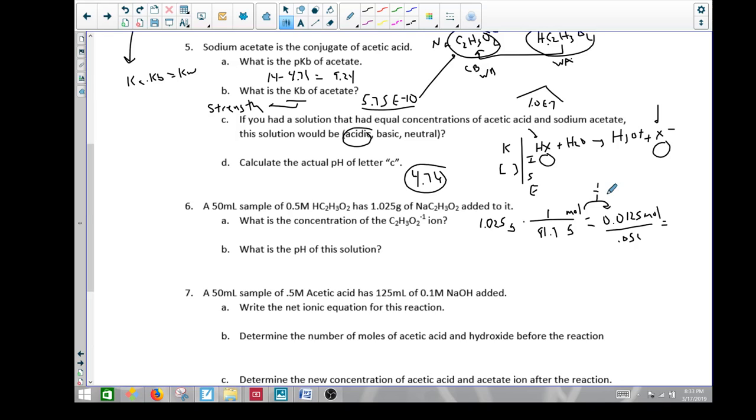I wrote that down wrong here, not sure where I got that. Let me recheck my math quickly. 1.025 divided by 81.9 is 0.0125. Okay, divided by 0.05 liters equals 0.25 moles per liter. So this is 0.25 moles per liter, and that's the concentration and the answer for letter A.